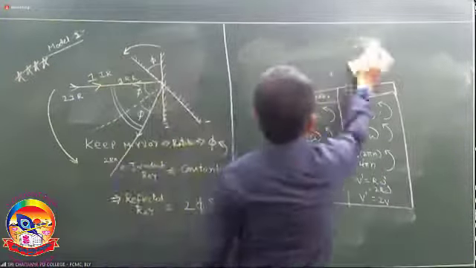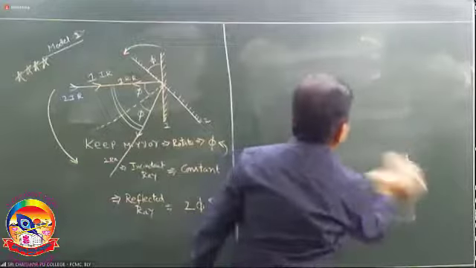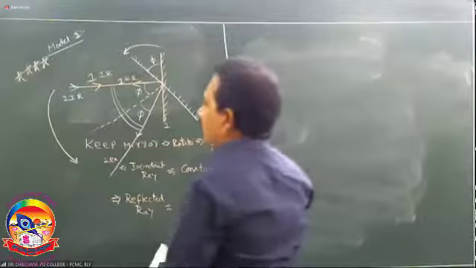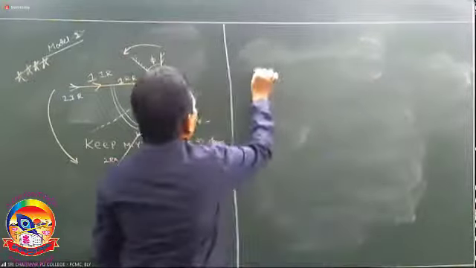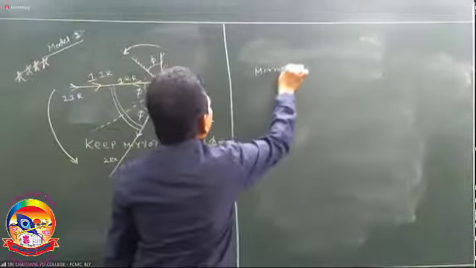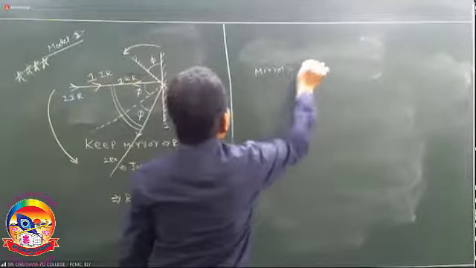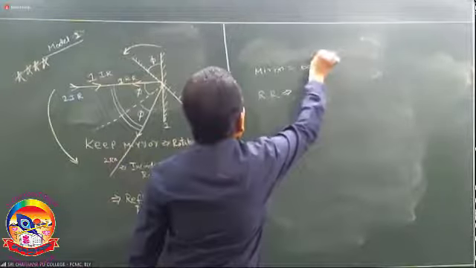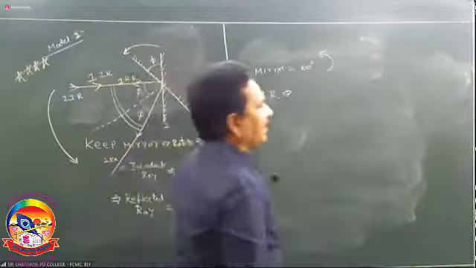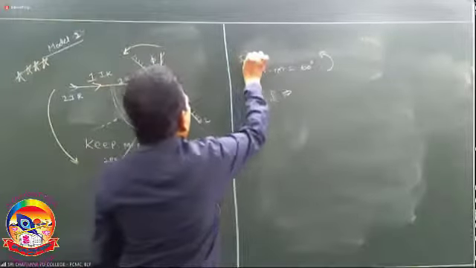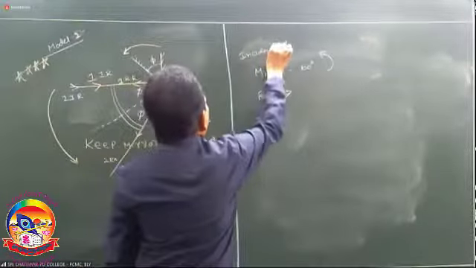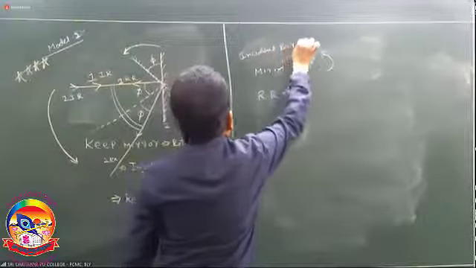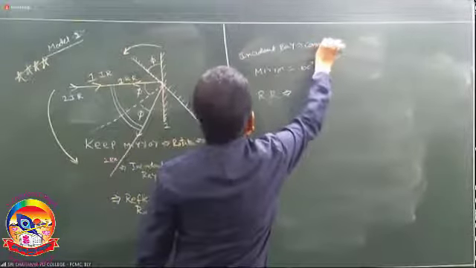Here itself a problem. What is the problem? The mirror is rotated by 60 degrees. What is the angle turned by the reflected ray? In the problem, it is clearly given that the incident ray is constant. We are not changing it.